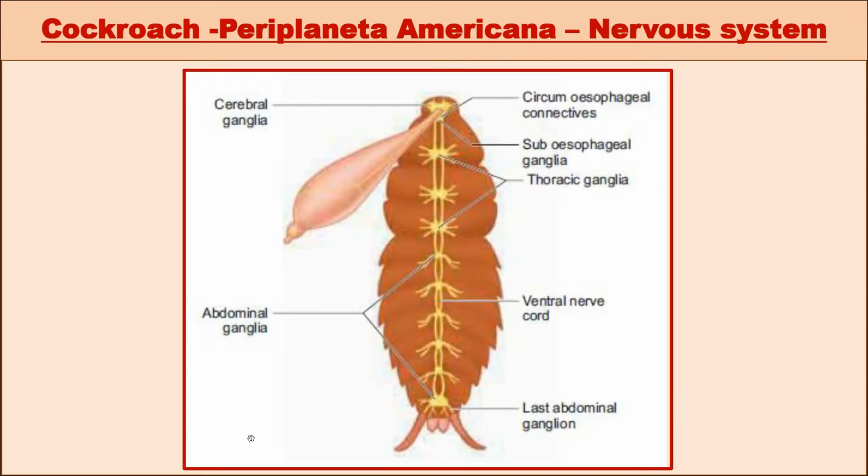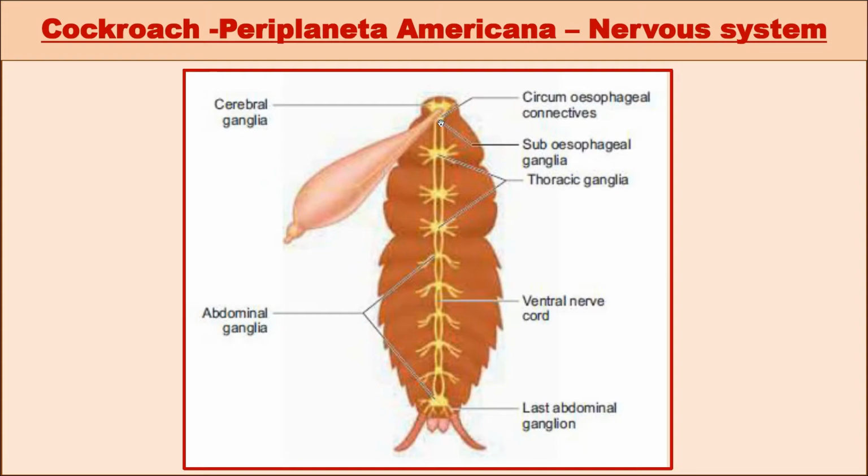Next we have the nervous system of cockroach. The Periplaneta americana nervous system consists of a nerve ring and a ganglionated double ventral nerve cord. The nerve ring is made up of the supraesophageal ganglion, which is called the brain. The brain is the main sensory and endocrine center of the organism. It lies above the esophagus.